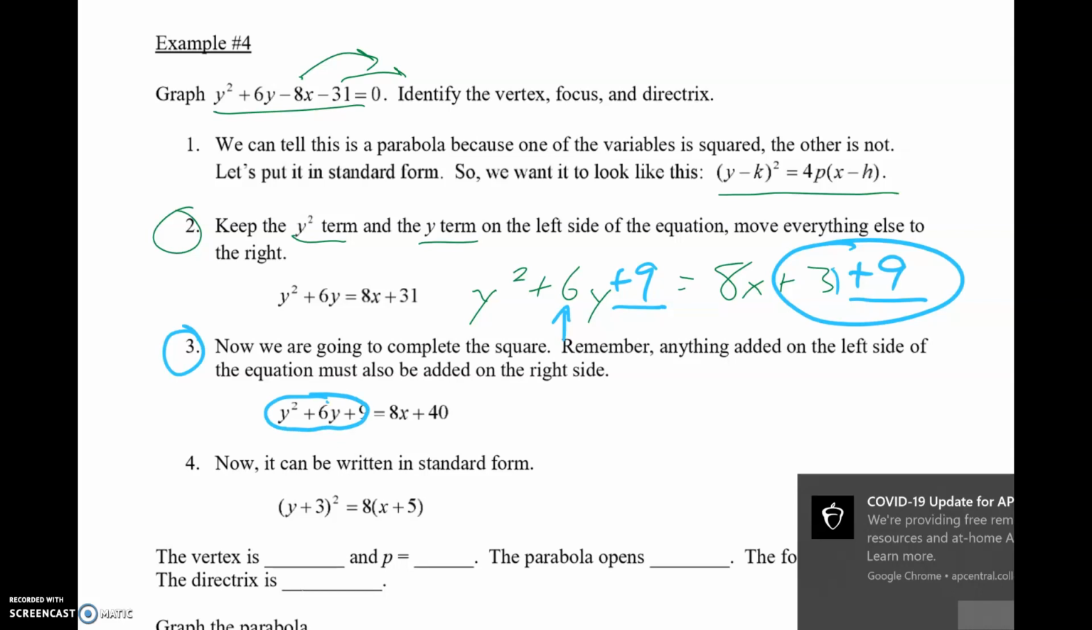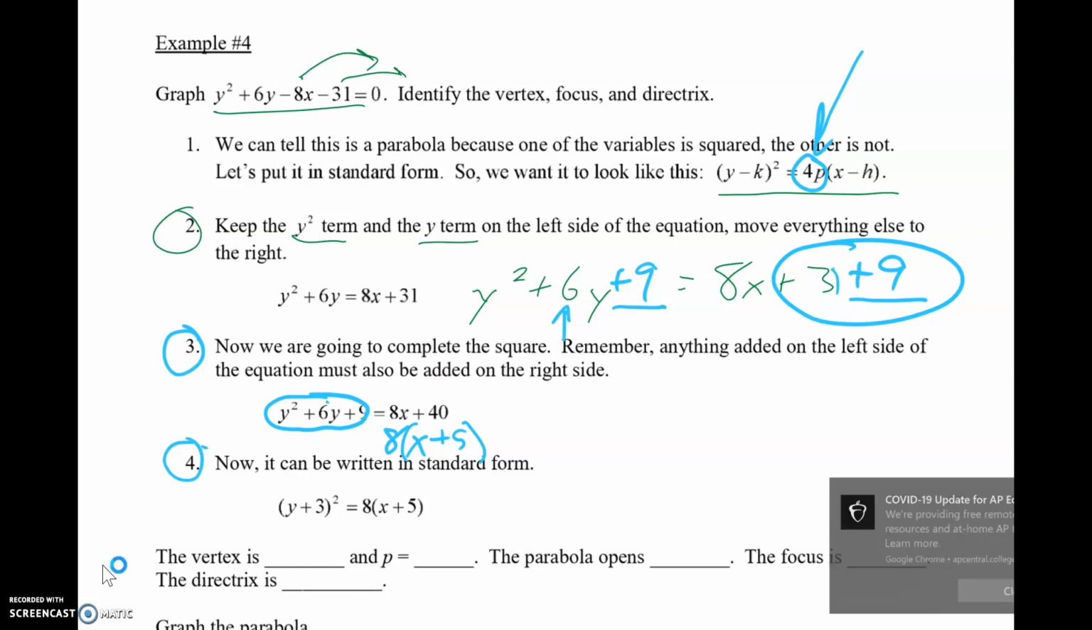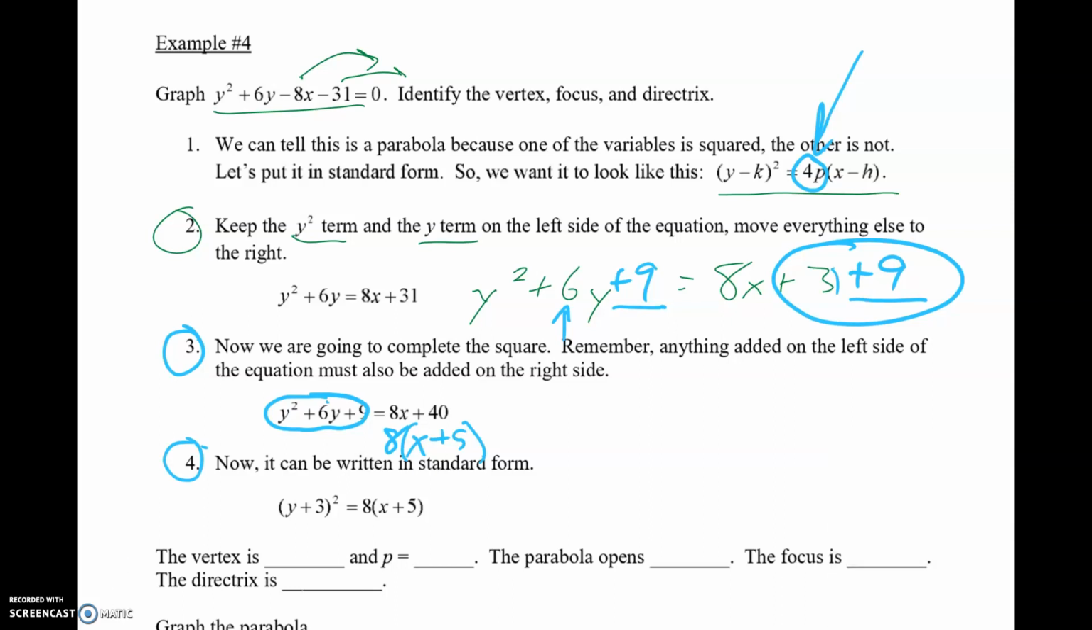But we also had to do something over here. We had to take this 8 out, because that's the 4p. So take a look right there. We needed to know that, so we needed to factor that out of x minus h, so we could see exactly what x minus h is and what 4p is. That's why this is x plus 5 there, okay? Look over those again, and now we have it in standard form. Now it's like what we did before.